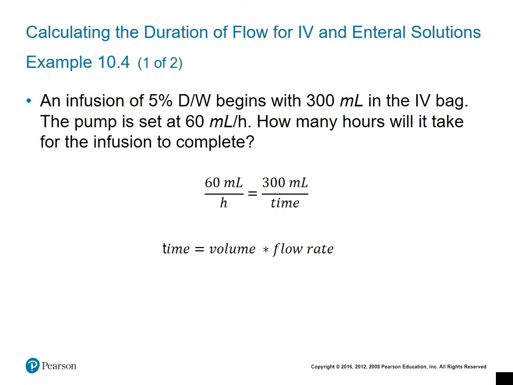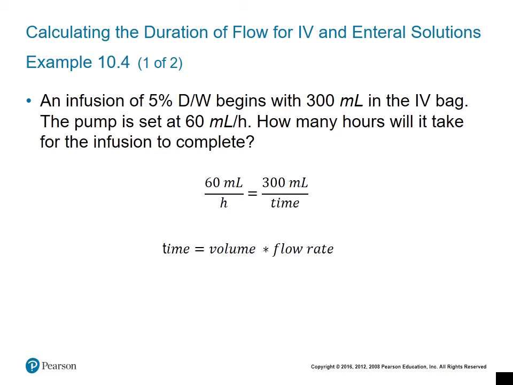Next example. An infusion of 5% dextrose begins with 300 milliliters in the IV bag. The pump is set at 60 milliliters per hour. How many hours will it take for the infusion to complete? So notice the question. You always want to identify the question word, like who, what, when, why, where, and how, because that's going to show you what you're looking for. It says how many hours, which means we don't know the time for this example. We knew the time in the previous examples. So this time we're solving for time.